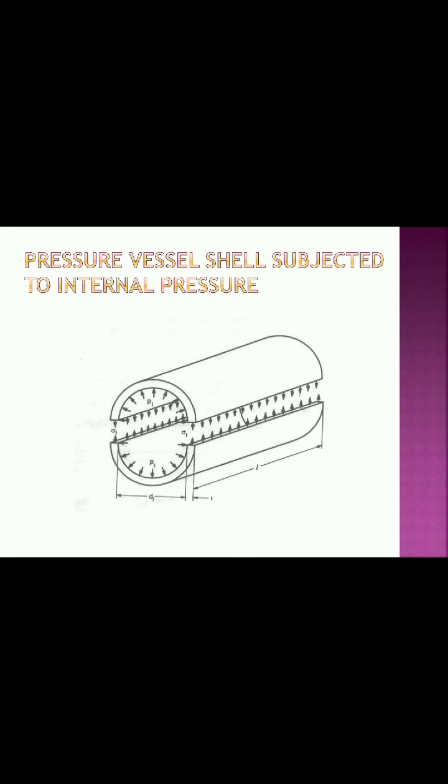So this is the pictorial view when the pressure vessel shell is subjected to internal pressure. You can see from the figure, let Pi be the value of internal pressure, and you can see its distribution at the inner surface. There are certain dimensions like inner diameter di, thickness of the shell t, and length of the shell l. Also the circumferential or tangential or hoop stress is shown in the distribution and it is denoted by sigma t.